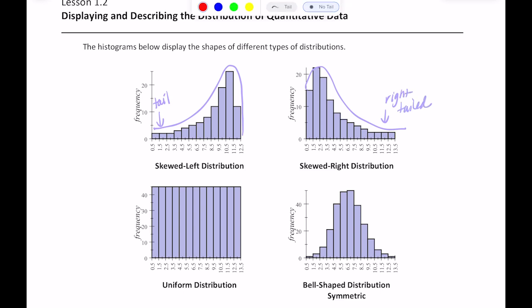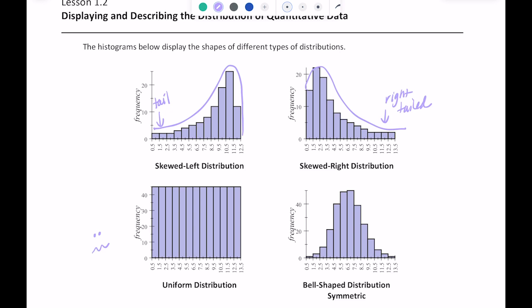Underneath that, we have a uniform distribution. So the word uniform means the same. All of the bins are the same height. Now, I want to caution you, though, in the real world, this would never look like this. Okay, when you're dealing with real life data, it's never going to be exactly uniform, but the bars could be pretty close together, which would look like it's kind of flat.